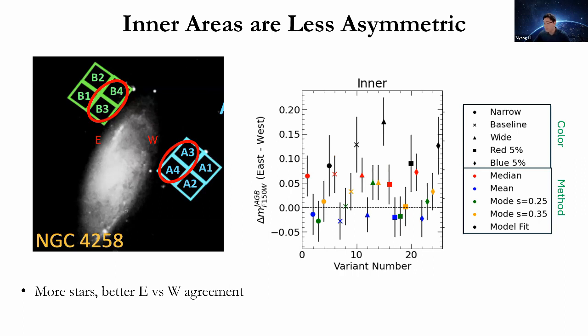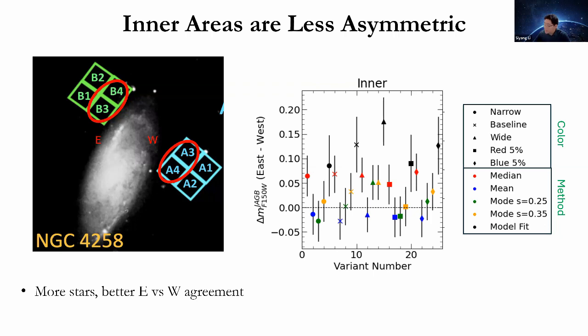Now, the next test we looked at was comparing the inner areas of our fields, of our modules. Here, of course, we have more stars because we're closer into the disk. Again, what we're going to do is measure the JGB using stars from the B3 and B4 fields and compare that to the JGB measured using stars from the A3 and A4 areas. On the right-hand side, I show the same thing as before. And we see that even with more stars, most of the measurement variants are not consistent with 0. I'd say maybe the mean would be a little less than 5/100ths of a magnitude. There is better agreement, generally closer to 0.